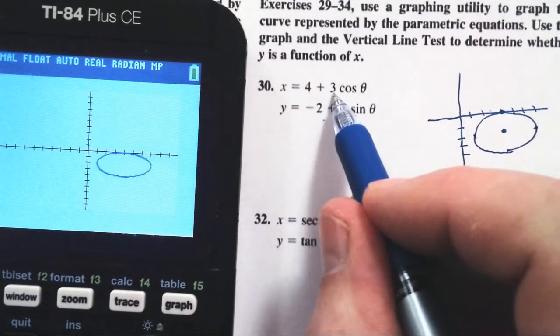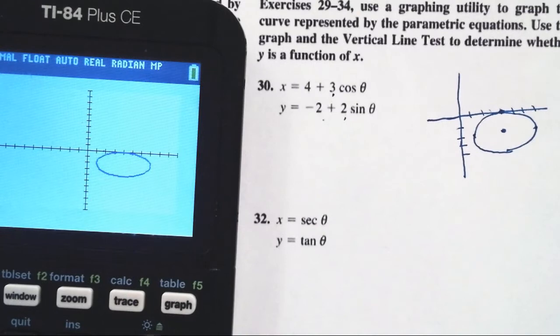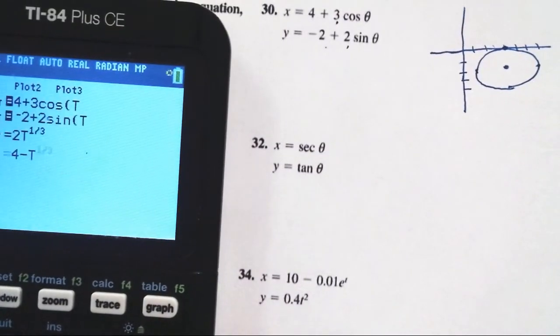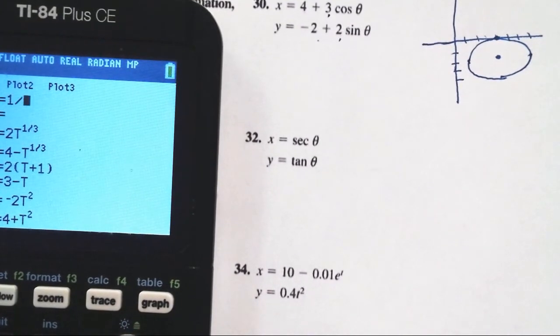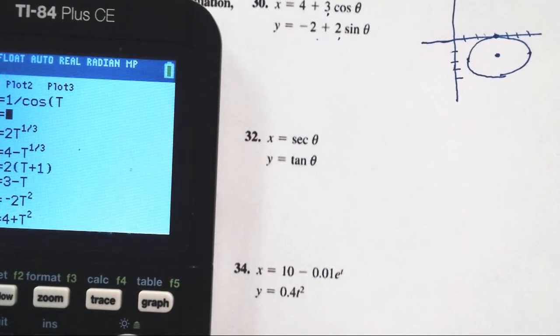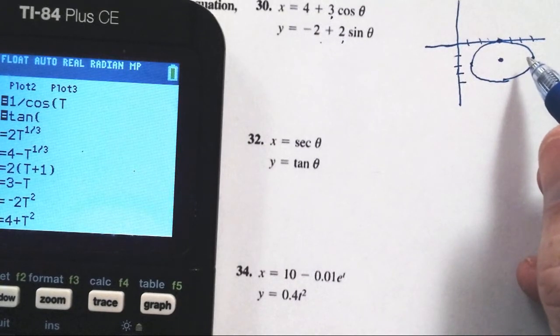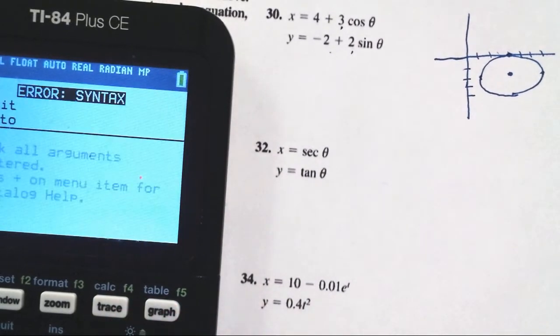Here's our center, 4, negative 2. This is actually our A value, our B value. We don't even have to deal with A squared, B squared. Okay, secant, tangent. Y equals, let's clear this. For secant, 1 divided by cosine t. For tangent, tangent. Oh, I need to go back. What was our orientation back here? I'd like to go back and do that, but I'm going to get the orientation on this one. So let's do this graph, and we're going to follow the orientation. We're going to pay attention to it.